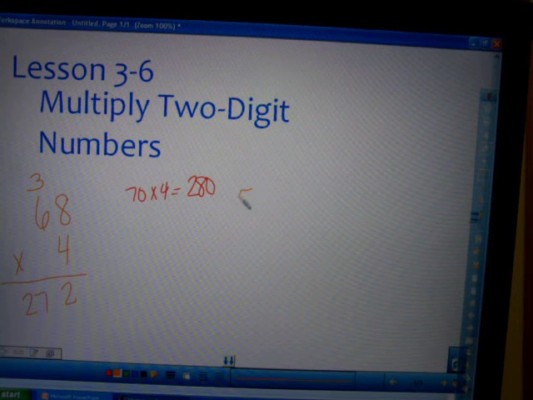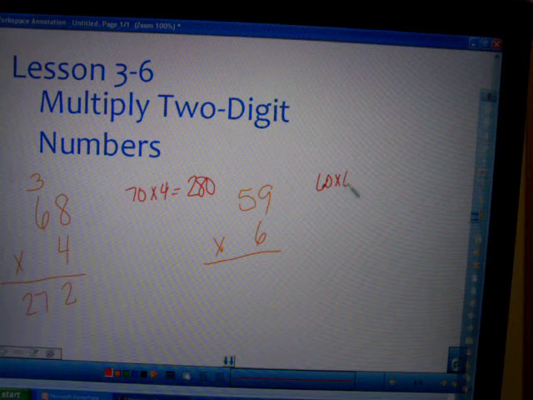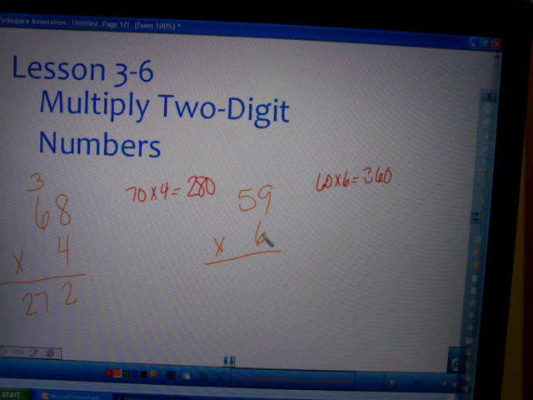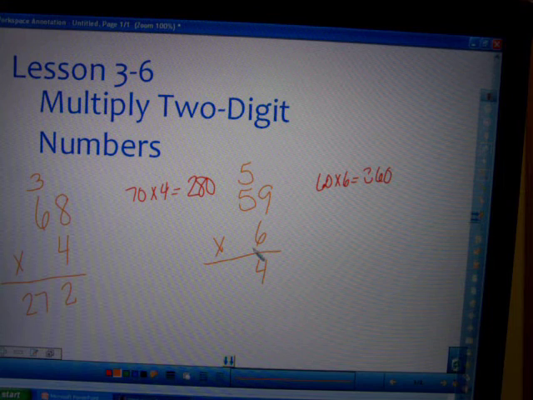Let's try another one. 59 times 6. When I go through and I estimate, I'm going to say, 60 times 6 is 360. And when I go through and solve, 9 times 6 is 54. 6 times 5 is 30, plus 5 is 35, so 354.